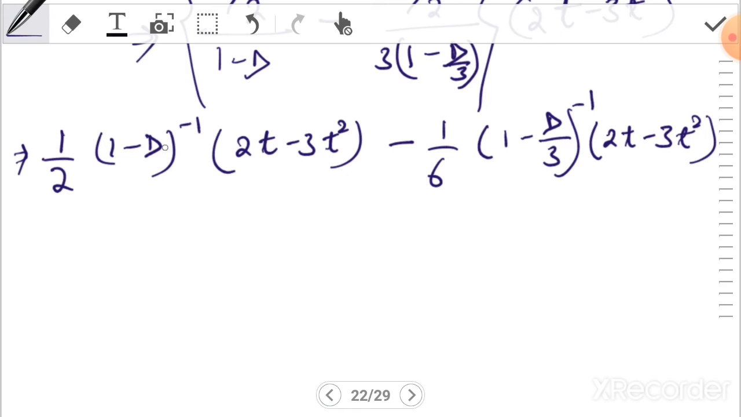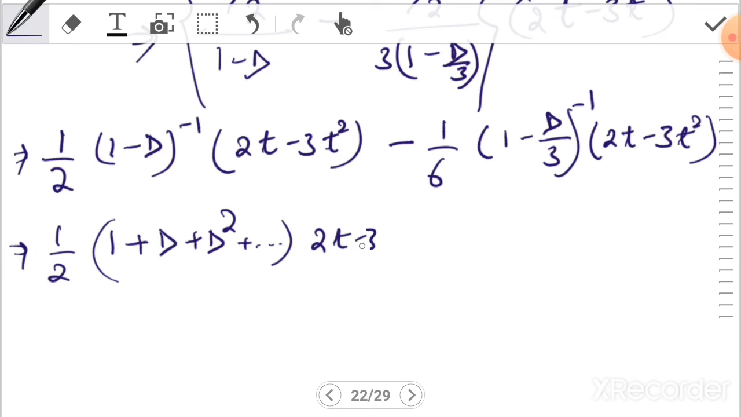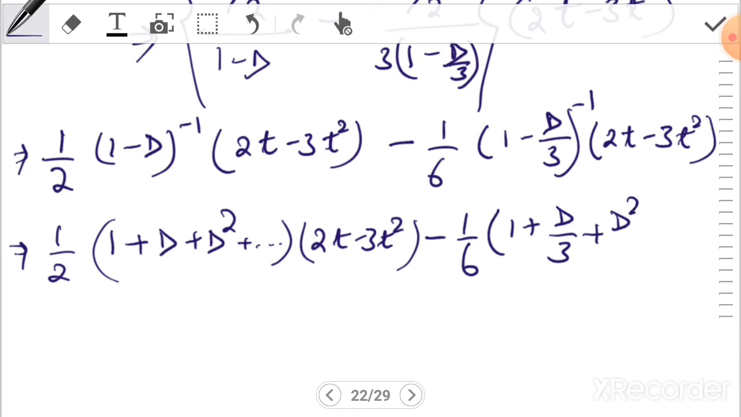Now expanding (1 minus D) to the power minus 1, so 1 plus D plus D square, half on 2t minus 3t square, minus 1 by 6, and the expansion of (1 minus D by 3) to the power minus 1 is 1 plus D by 3 plus D square by 9, and so on, right? And this will operate on 2t minus 3t square.